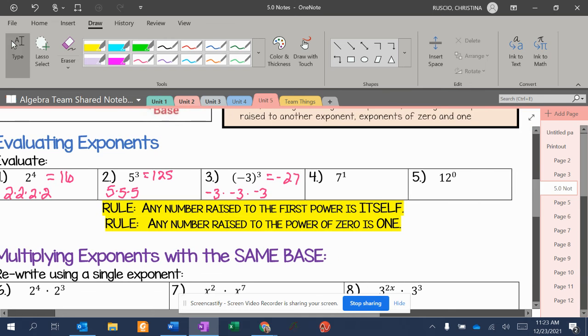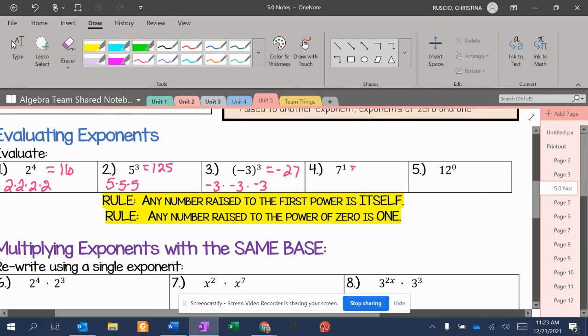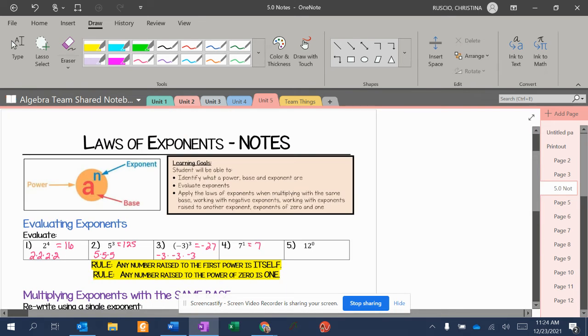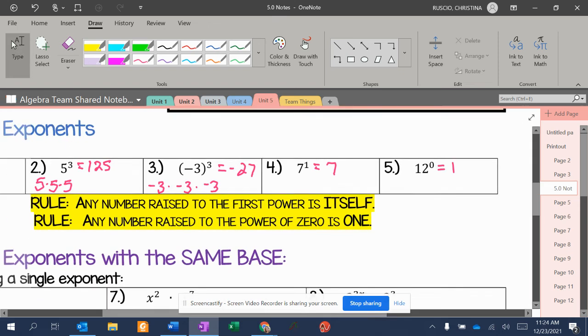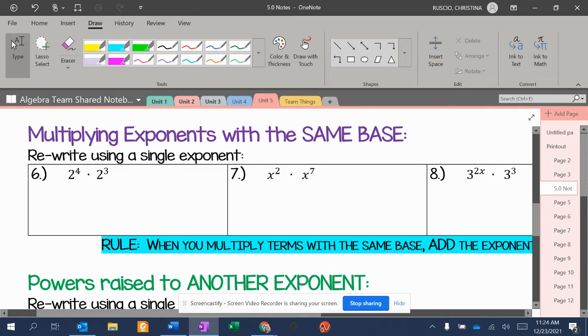7 to the 1st power, well, you guessed it, it's just 7. So any number raised to the 1st power is just itself. This is where things can get a little tricky. Any number raised to the 0 power is actually 1. So that's a rule that you will just want to remember. There's a reason behind it. We're just not going to get into it today.